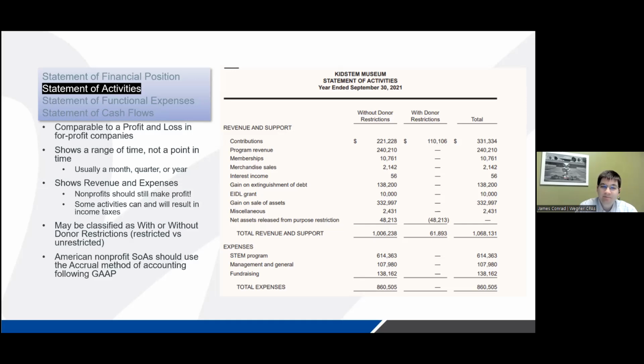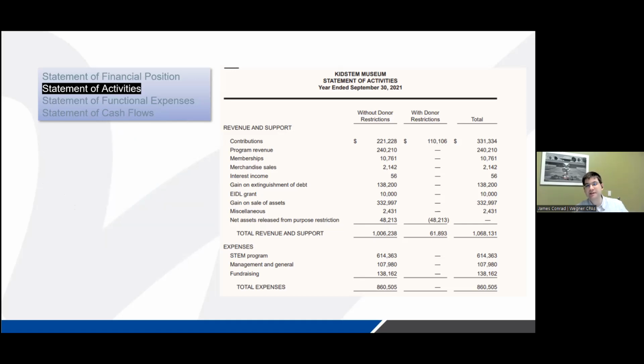And then the same thing with the statement of activities using the accrual method and following GAAP, just like the statement of position. And keep that in mind when you're looking through these forms. So we're going to start with the revenue section here.